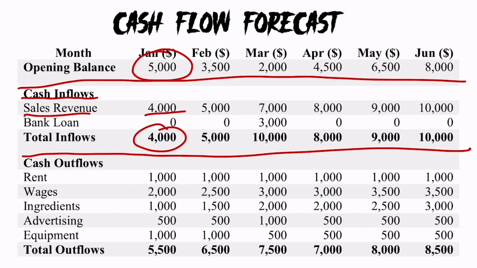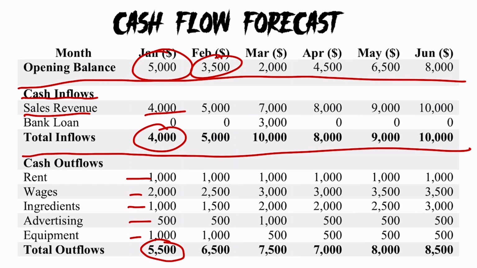So it's $9,000. Now we have to look at the cash outflows. We have rent, wages, ingredients, advertising, equipment, and that all adds up to $5,500. Now, what is 9,000 minus 5,500? Well, it's 3,500. So that's what we open with in the next trading period in February.